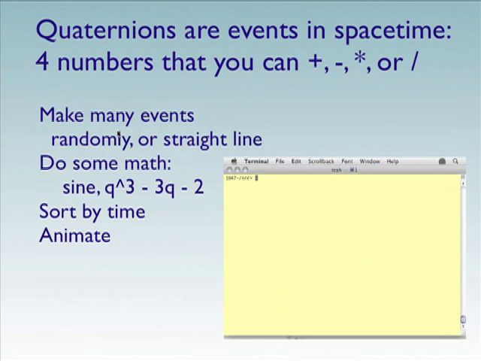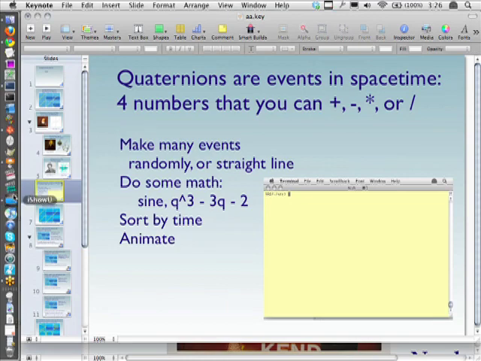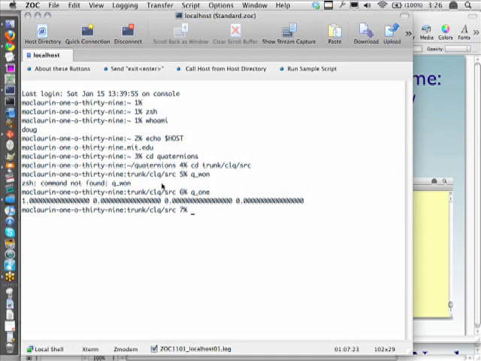All right. So I'm thinking about quaternions as events in space-time and four numbers that you can add, subtract, multiply, divide, and do all kinds of things. And let me actually just demo the software for just a bit here. So I'll bring it up. So this is all software that I've written, and one thing about the software I wrote is that I'm a big fan of the command line interface.